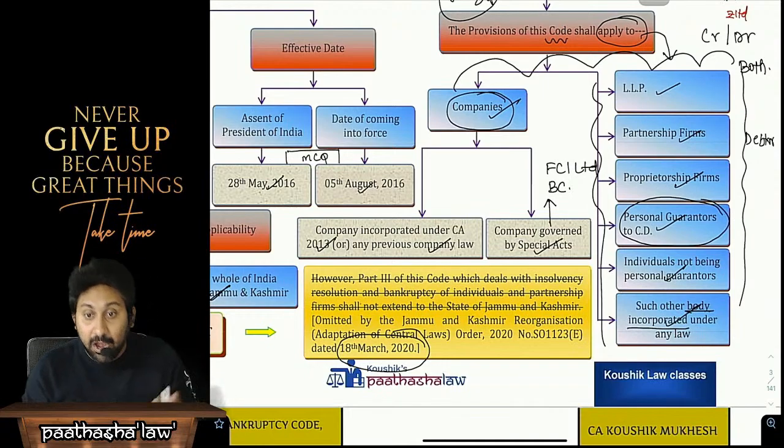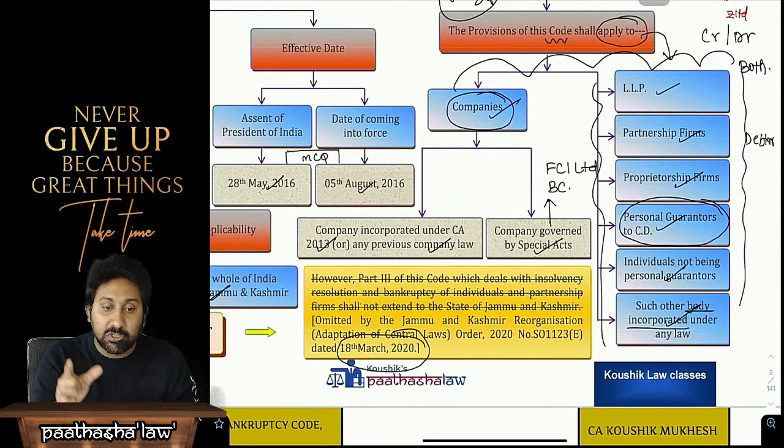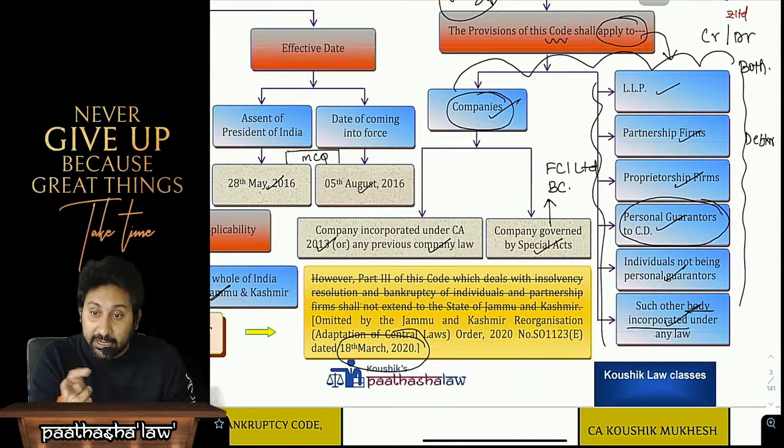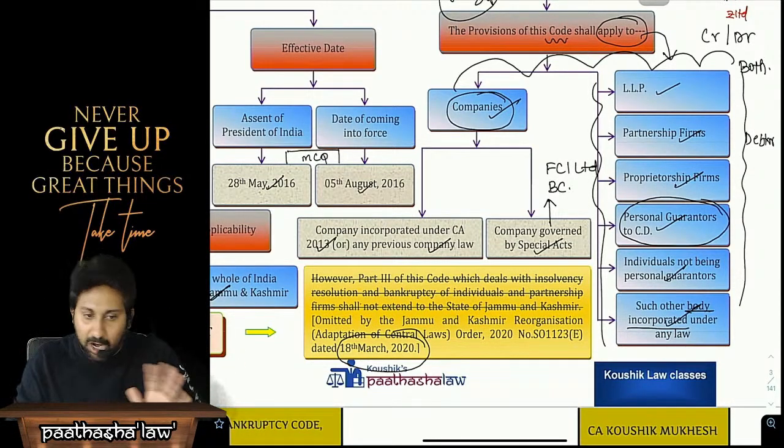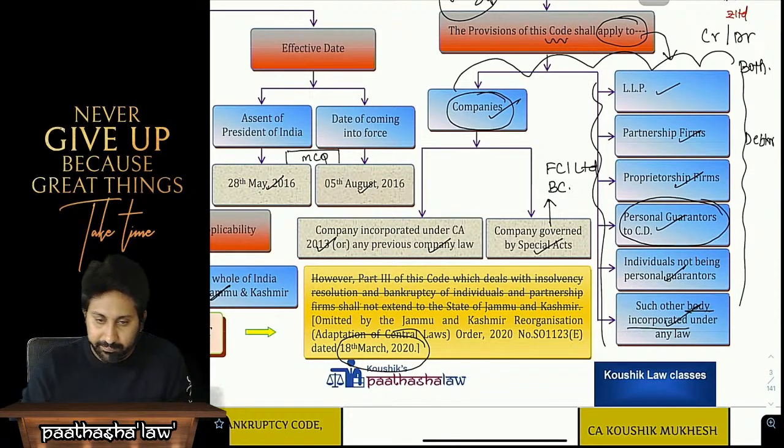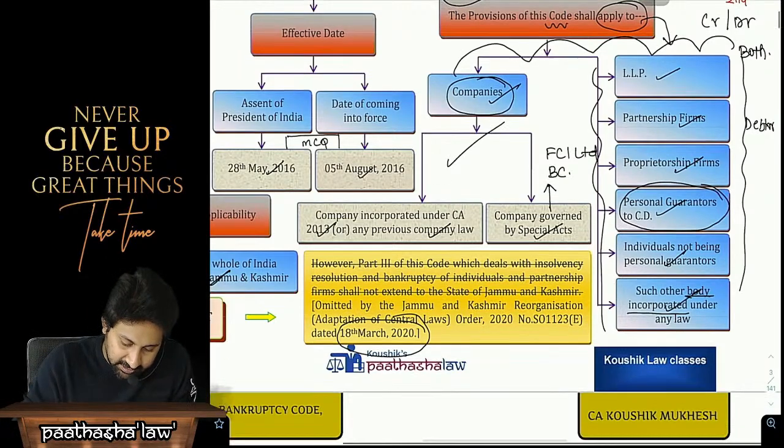Debtor capacity. All the provisions of this code are applicable to debtors being a company, LLP, a partnership, a proprietorship, a personal guarantor, or individuals not being personal guarantors, or any other body. So this is not from the creditor point of view, this is from the debtor point of view. This is one answer. Next issue.